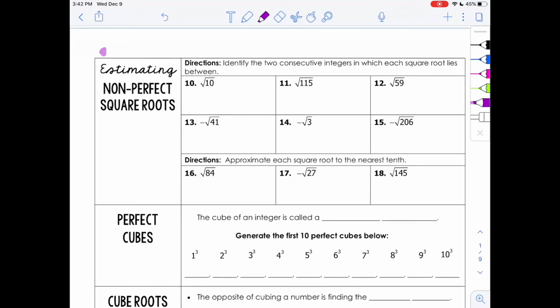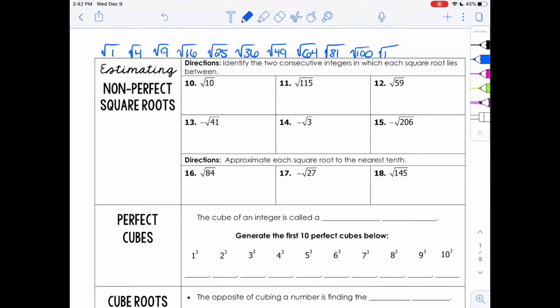You have the square root of 1, the square root of 4, 9, 16, 25, 36, 49, 64, 81, 100, so that's through 10, but remember we want to know through 15.